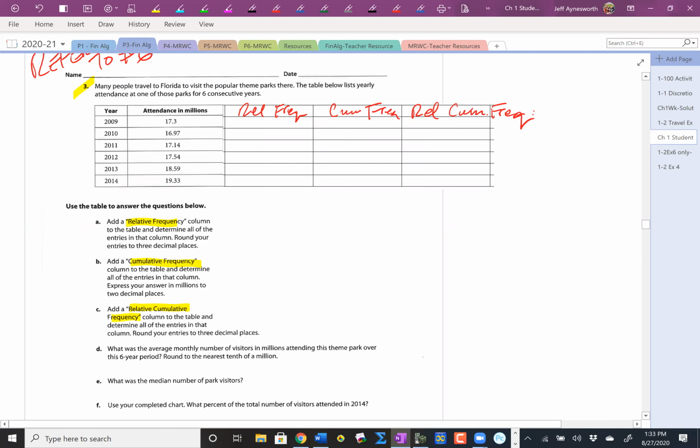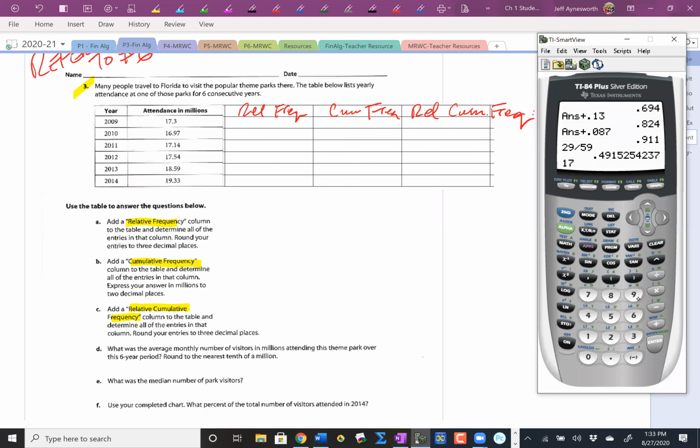Yeah. Not monthly. So why not just divide that by 12? What did you get for your number? Let me calculate. I got 1.5 million per month. Yeah, so 17.8 divided by 12, that's 1.5. So 1.5 average per month.